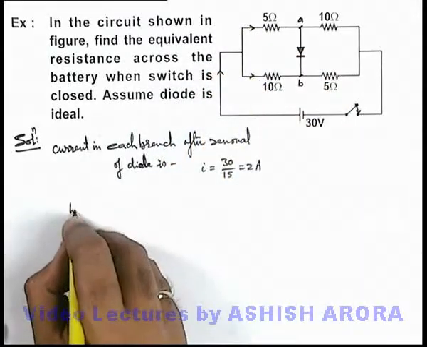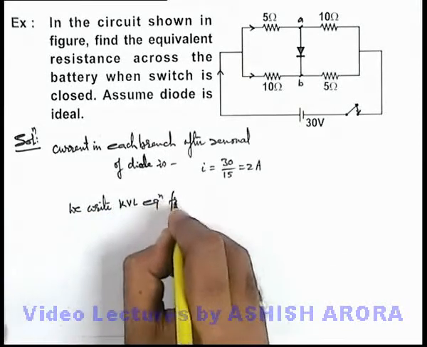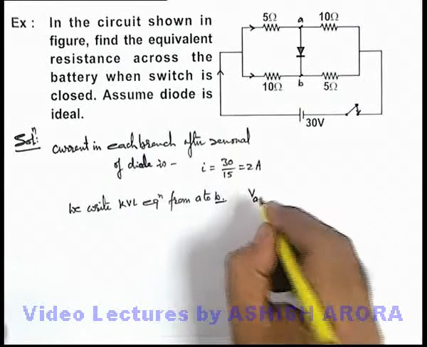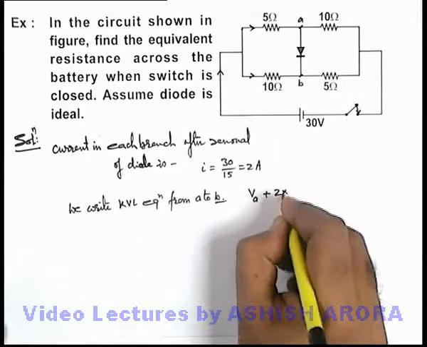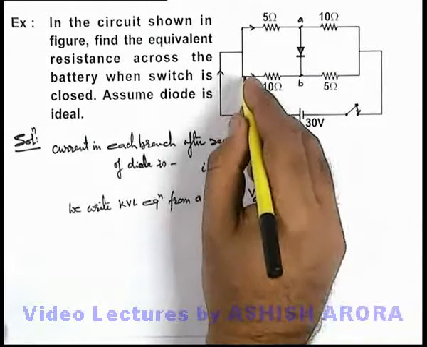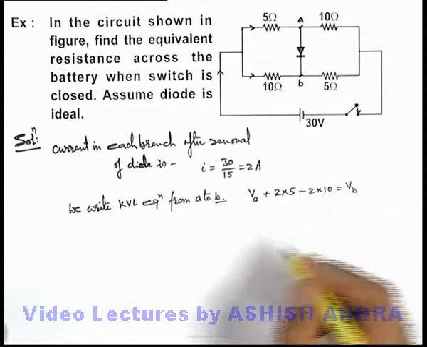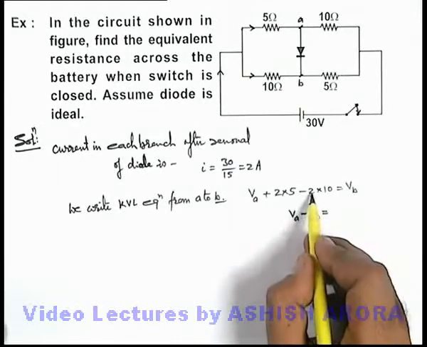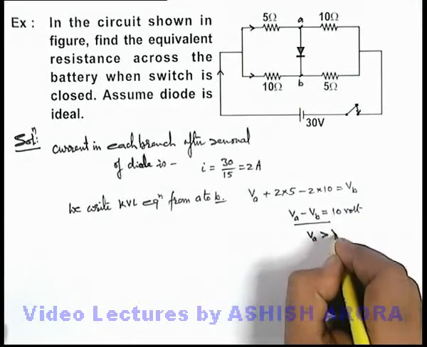So here we write the KVL equation from A to B point. At point A, the potential is VA, then at this point the potential can be written as plus 2 into 5, because the current is 2 ampere and the resistance is 5 ohm. And from this point, we can write minus 2 into 10, then it will be equal to the potential at point B. So VA minus VB we are going to get is 20 minus 10, this will be 10 volt. And this implies VA is more than VB.